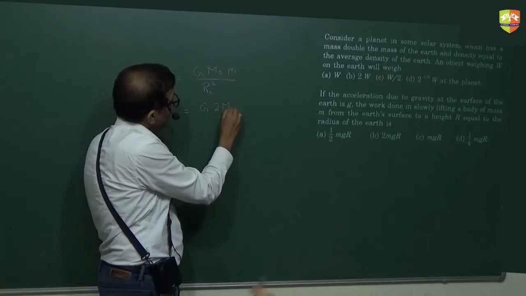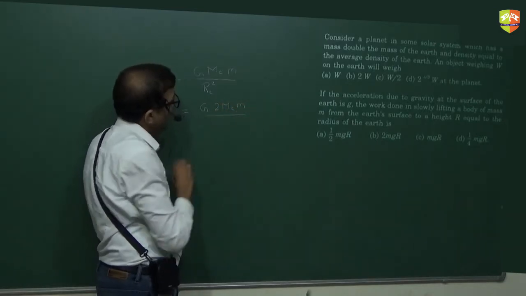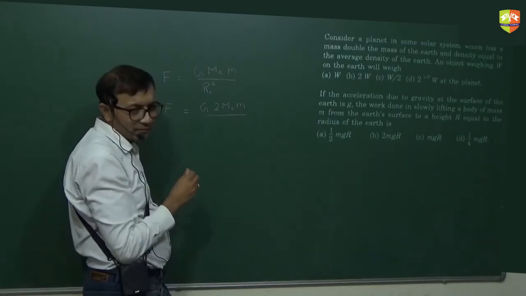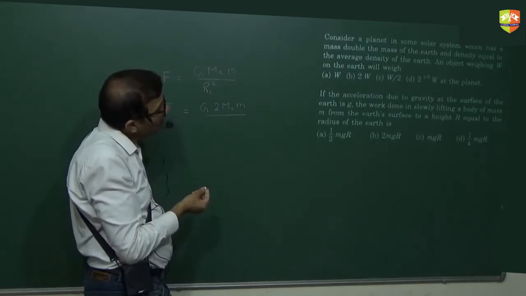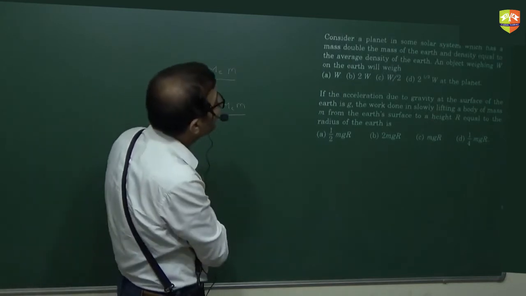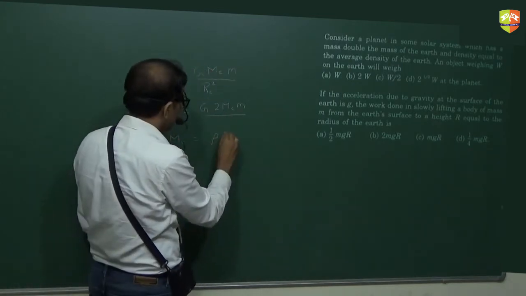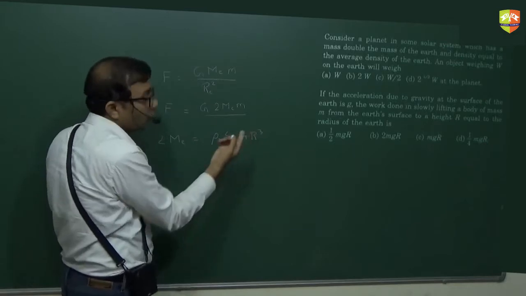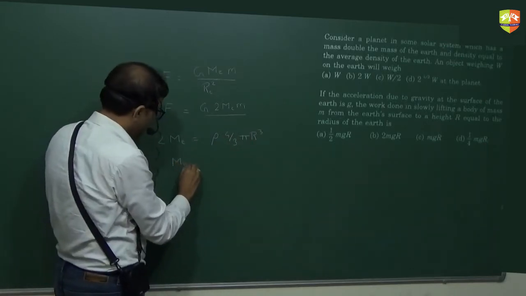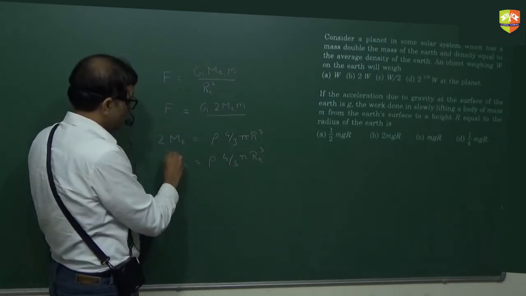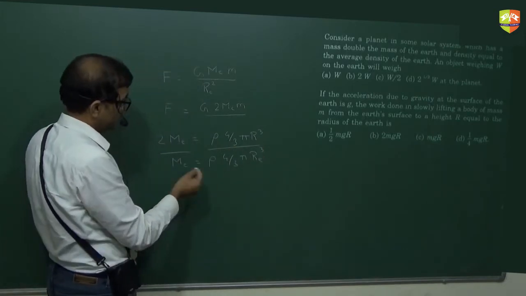If you use volume and density to calculate the mass of this second planet, 2 times the mass of Earth should be equal to density of Earth, rho, into 4 by 3 pi R cube. And mass of Earth is rho into 4 by 3 pi radius of Earth cube. Okay, so you can divide it, and this is what you get.